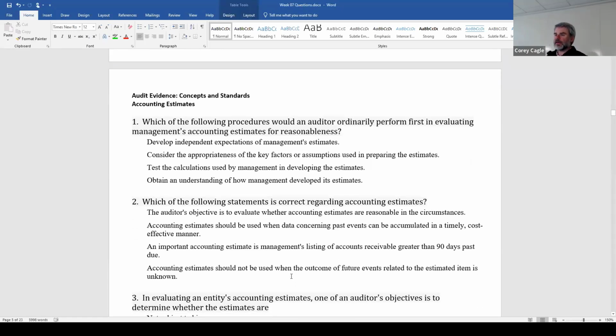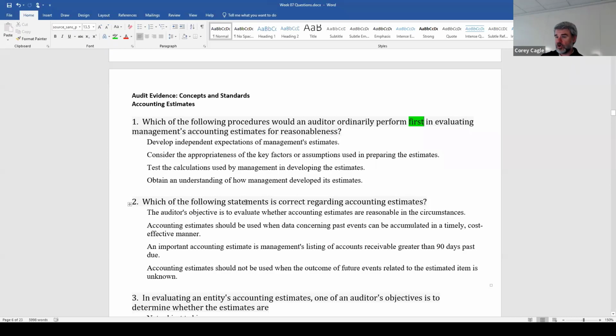A few questions worth looking at. Number one, which of the following procedures would an auditor ordinarily perform first in evaluating management's accounting estimates? So again, pay attention to every word. First. So do we want to first develop independent expectations of their estimates? Or do we first want to consider the appropriateness of key factors or assumptions used in preparing the estimates? Or do we first want to test the calculations used by them? Or do we first want to obtain an understanding of how they develop their estimates?